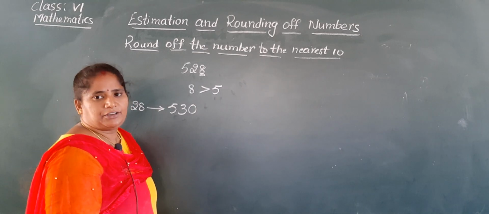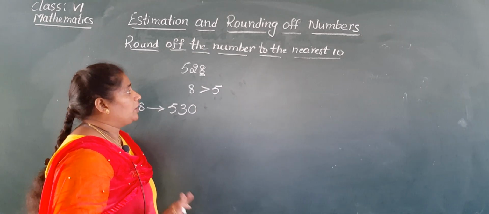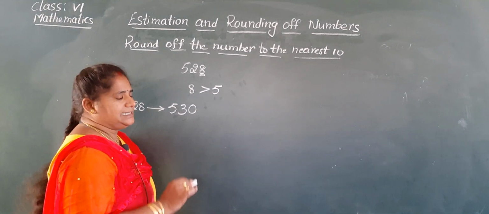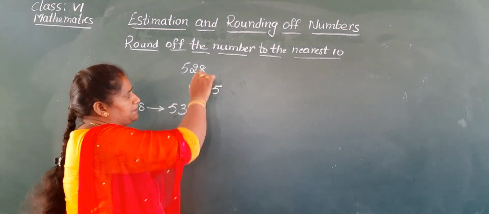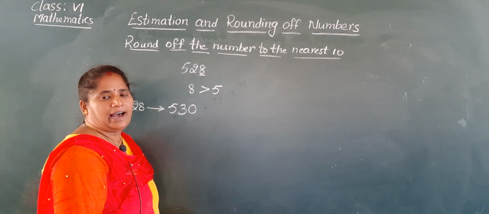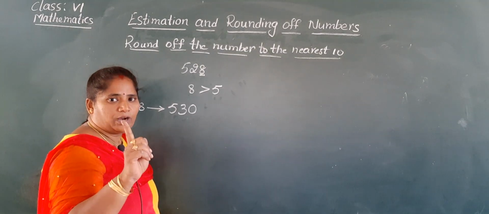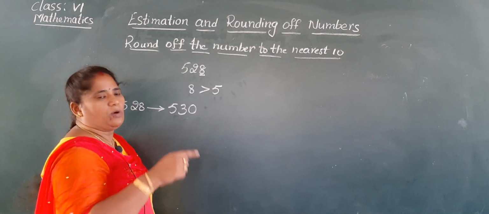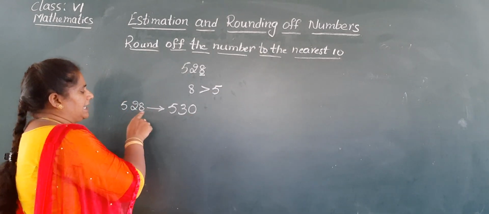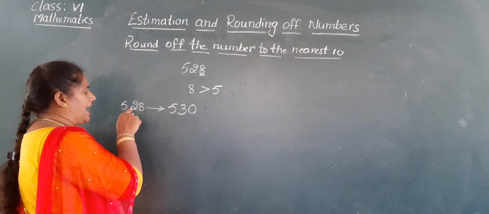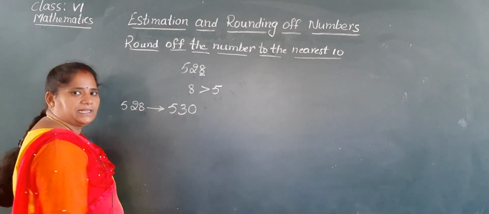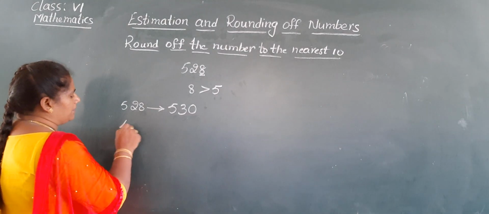Okay, is it clear to you children? If you can't understand, again I will explain, listen carefully. If the digit in the ones place is greater than 5, then you have to add 1 to the tens place number and keep 0 in the ones place. Here 8 is greater than 5, so add 1 to this number, 3, and keep 0 in the units place. Okay, let us take one more example.